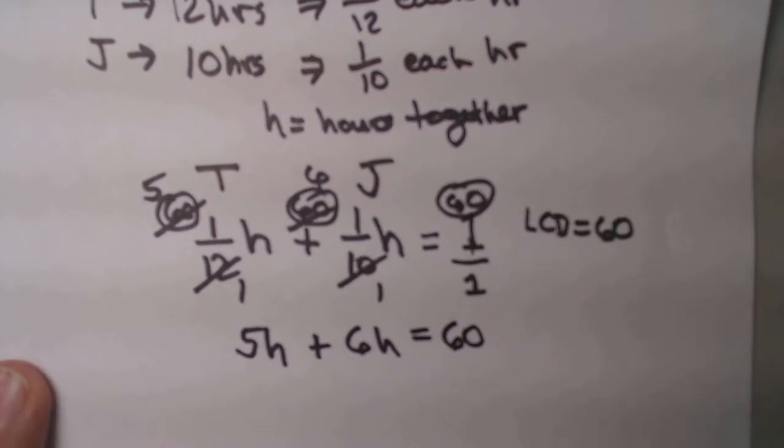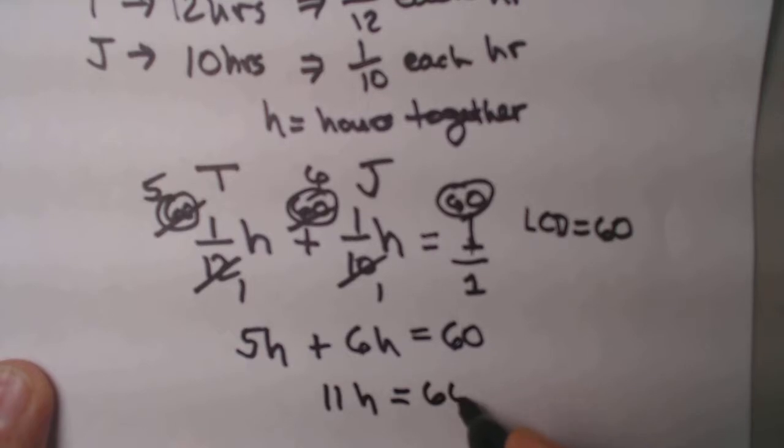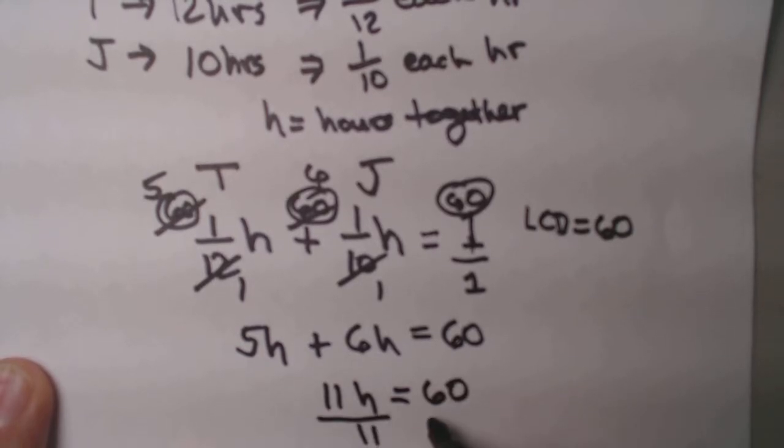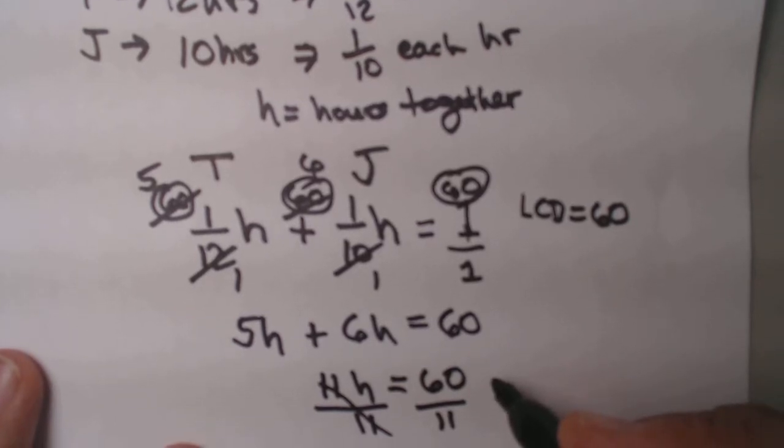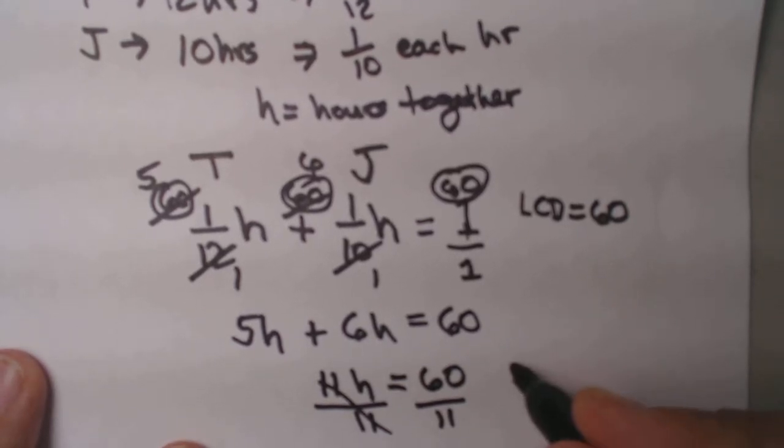Okay, here we go then. I got a total of 11h equals 60. Going to divide both sides by 11 now. And since this is a word problem, we should take that improper fraction and convert it to a mixed number.